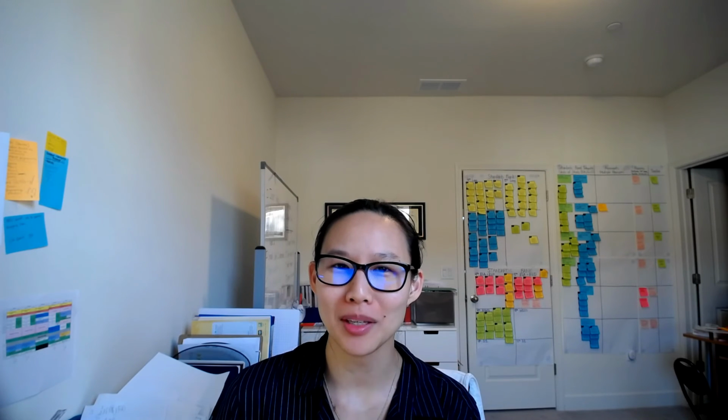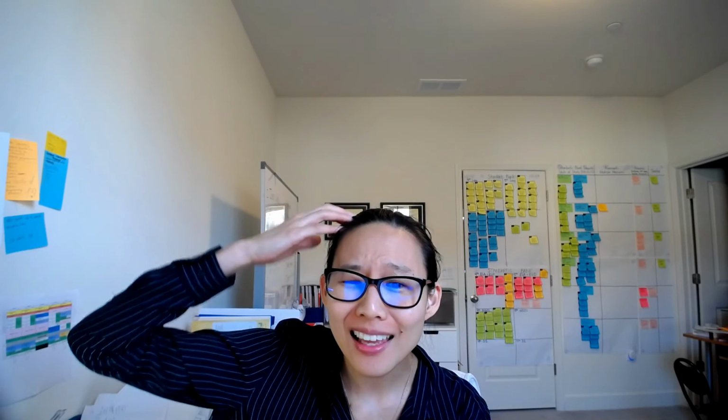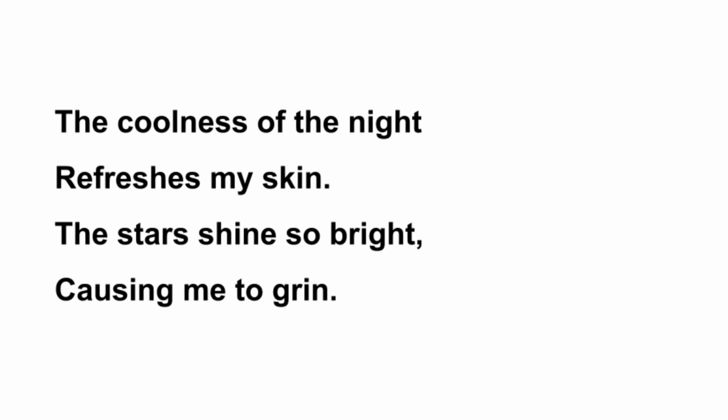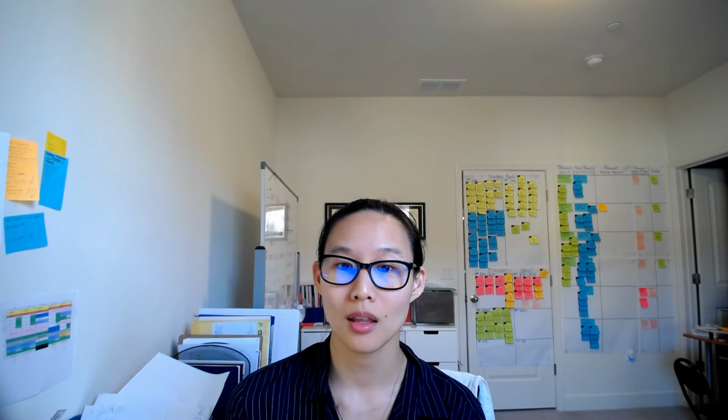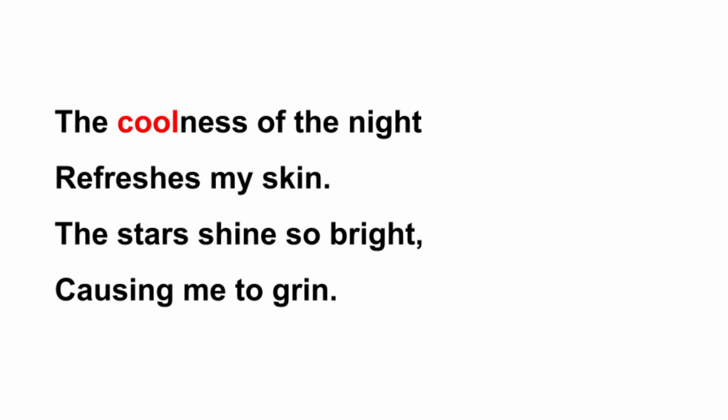So you're probably looking at me really confused and scratching your head saying, huh? Let me give you an example. Back to our original poem where it says, "The coolness of the night refreshes my skin. The stars shine so bright, causing me to grin." There is a flow to the way we read this poem. And as we read it, we're going to stress certain syllables. So let's take the first verse. The coolness of the night. Notice how I stress the oo in cool. Refreshes my skin. Again, I'm going to stress the syllable in refreshes my skin.